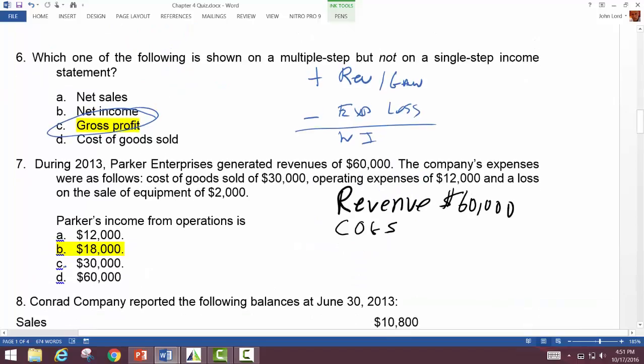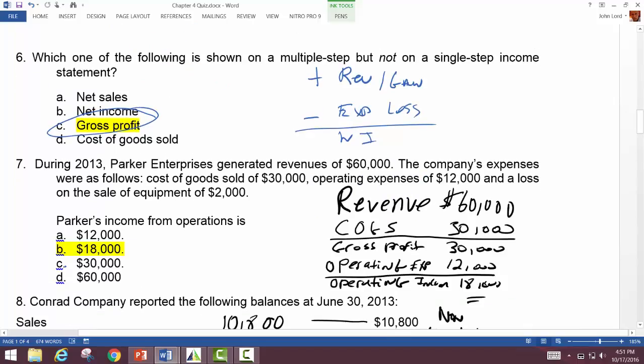If you are like, when did John start speaking Spanish? I don't understand a word he's saying.